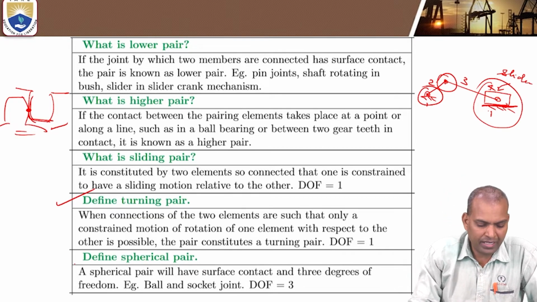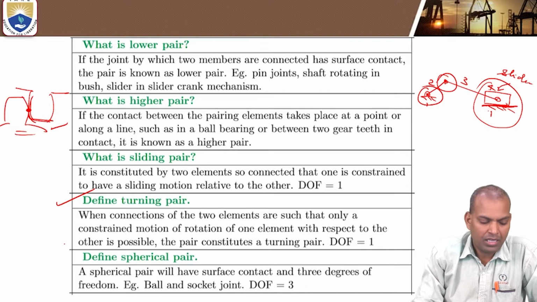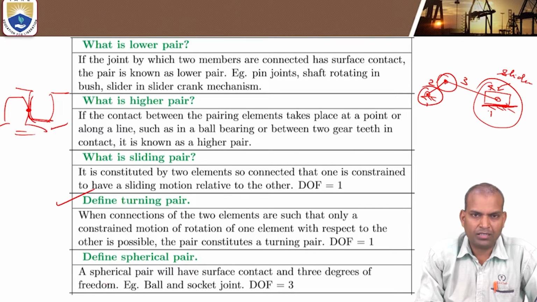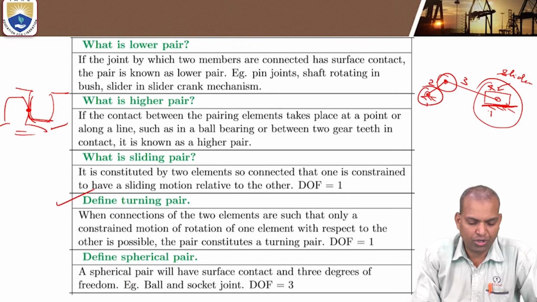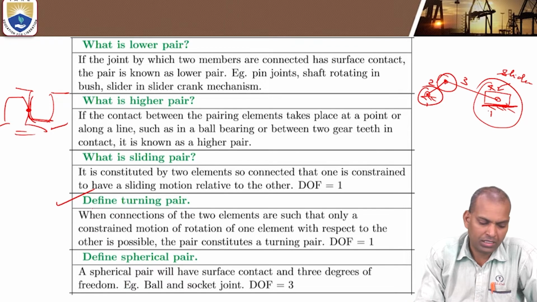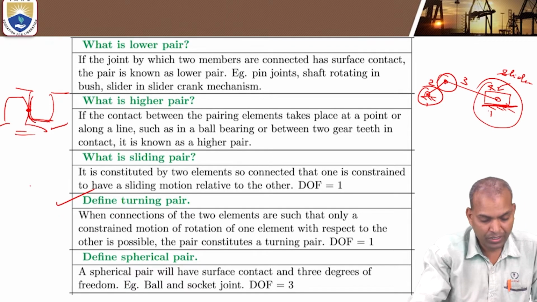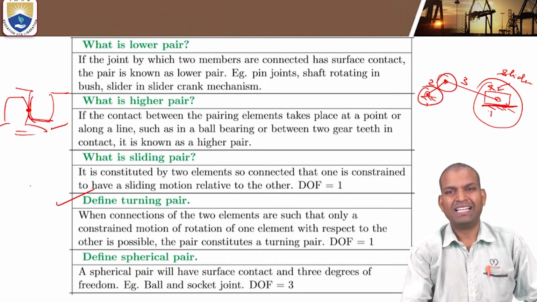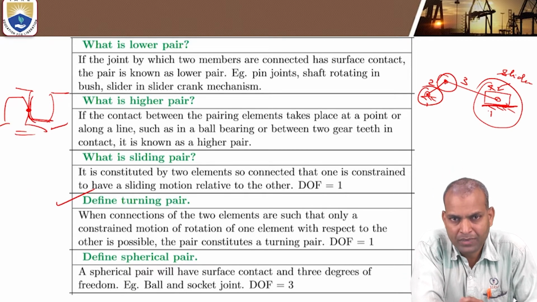So the spherical pair will have surface contact and 3 degrees of freedom. What is the spherical pair? A ball and socket joint, with 3 degrees of freedom. So what is the degrees of freedom of a sliding pair? Equal to 1. And the degrees of freedom of a turning pair is equal to 1. And the degrees of freedom of a spherical pair is not 1. It is 3.